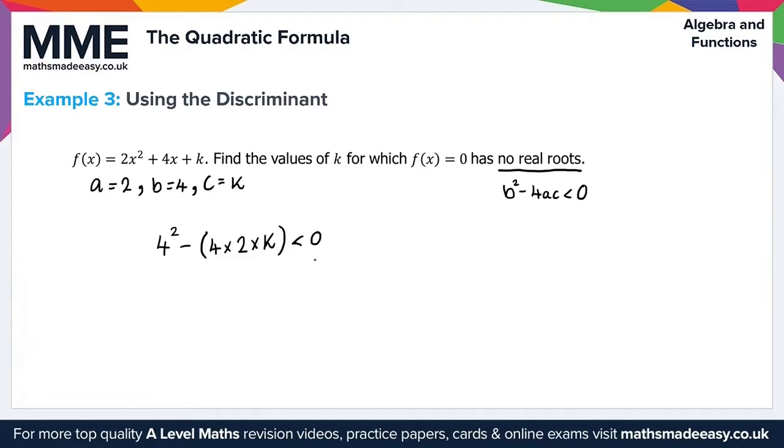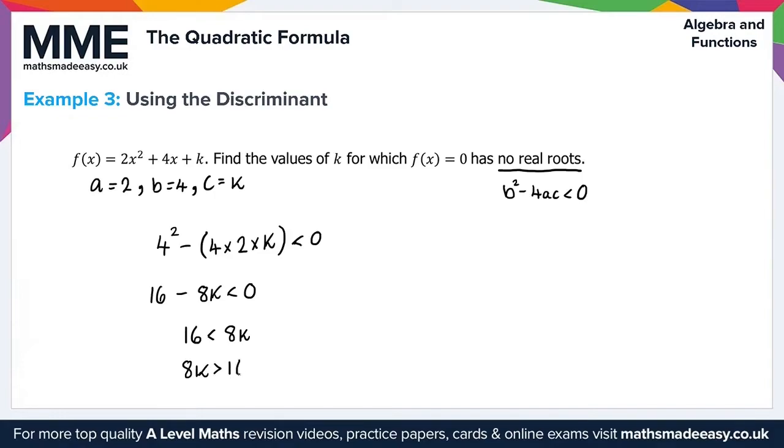Okay. So now, if we simplify everything that we have so far, 4 squared is 16. And then the bracket, 4 times 2 gives us 8, times k gives us 8k. So this is 16 minus 8k is less than 0. And all we need to do now is solve this inequality for k. So in that case, 16 is less than 8k. Or the other way you could think about that is that 8k must be greater than 16.